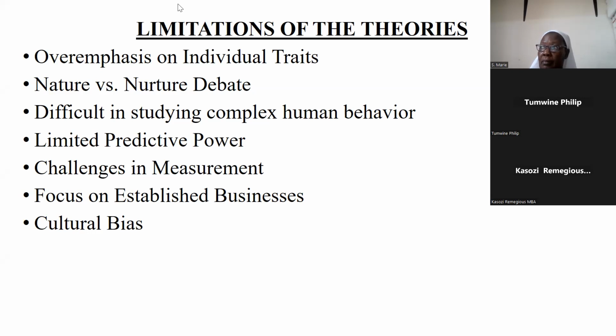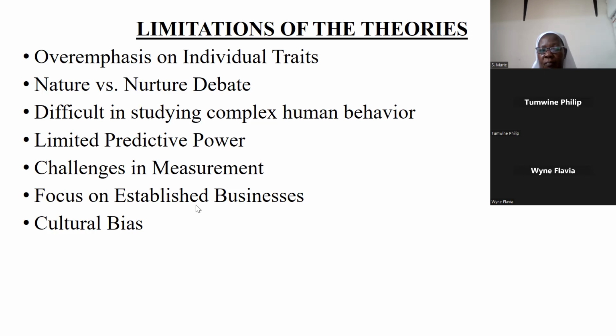They have challenges in measurement. It's hard to quantify and measure psychological constructs, like for example, motivation or risk tolerance, which can be challenging. Then we have focus on established business. Many theories were developed by studying successful entrepreneurs, potentially overlooking the psychological makeup of those with unconventional approaches or those who fail. Then we have cultural bias, whereby some psychological theories may be skewed towards Western business cultures, potentially overlooking the unique psychological drivers of entrepreneurs. I take this opportunity to invite the next presenter, which is Nelson.